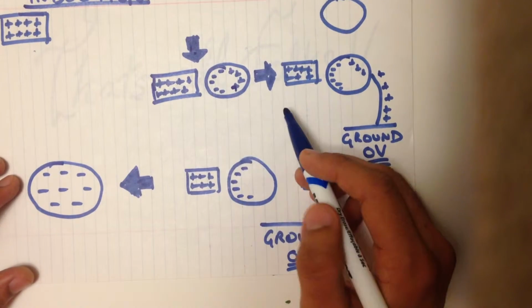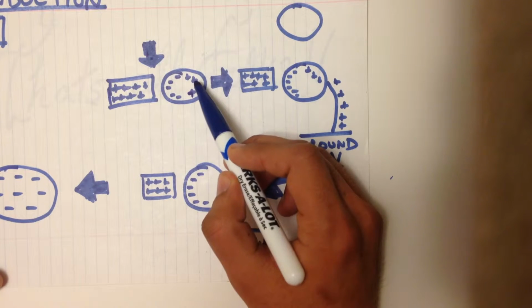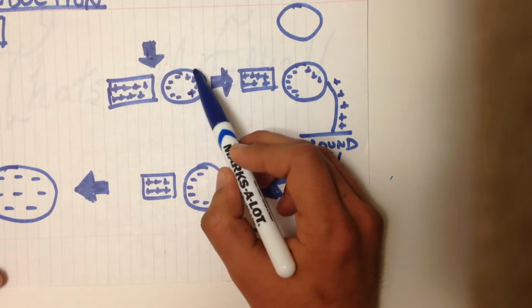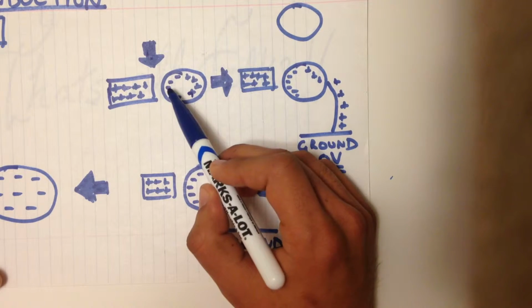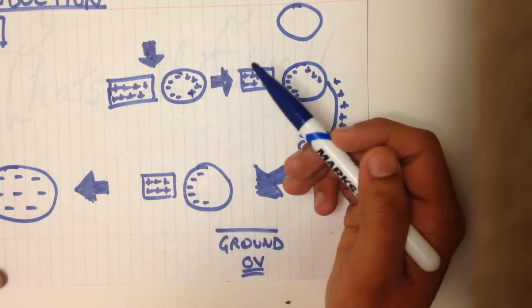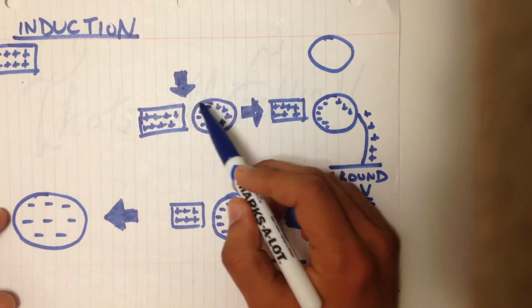Therefore, the neutral object has a different charge distribution now, wherein the positive charges are shifted to the right side of the object and the negative charges are concentrated to the left side. Do keep in mind that the net charge on the object is still zero.